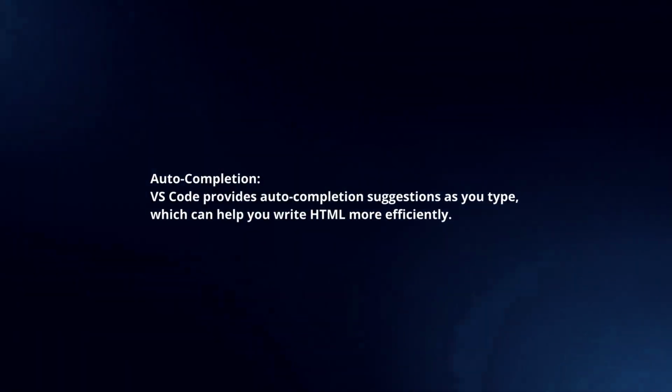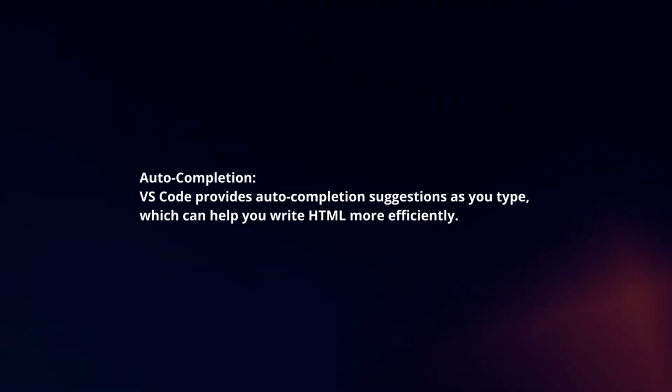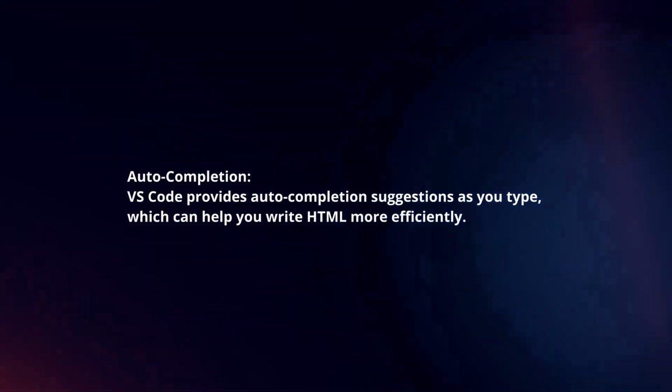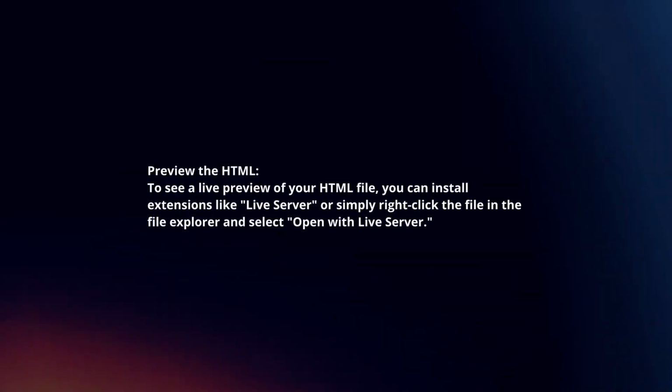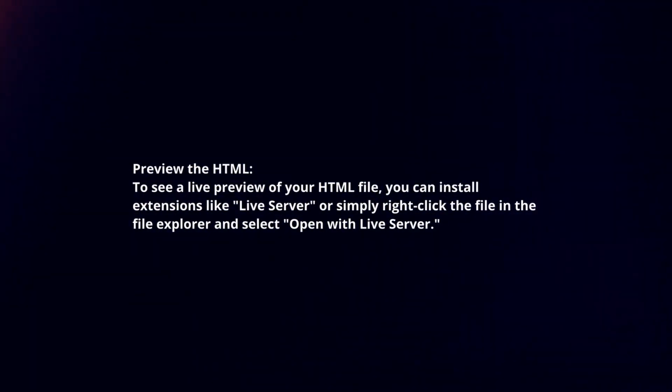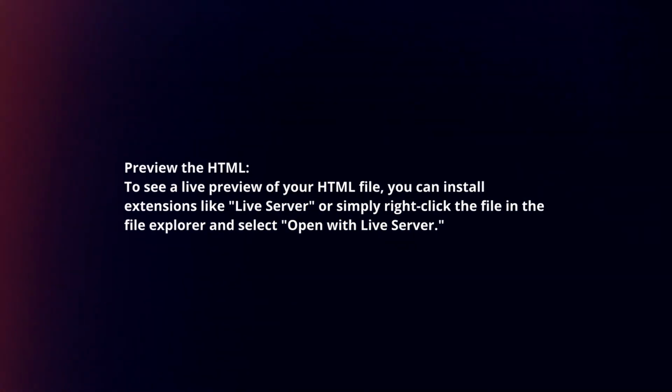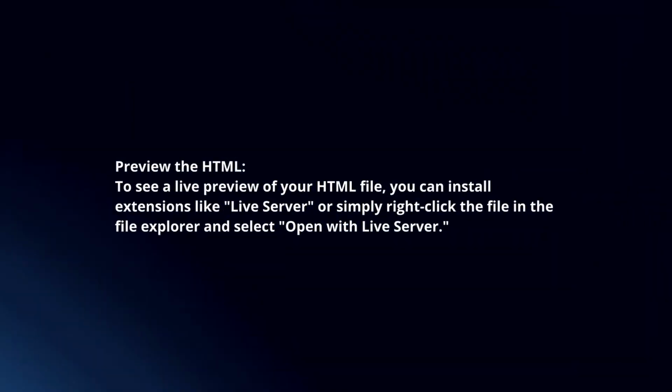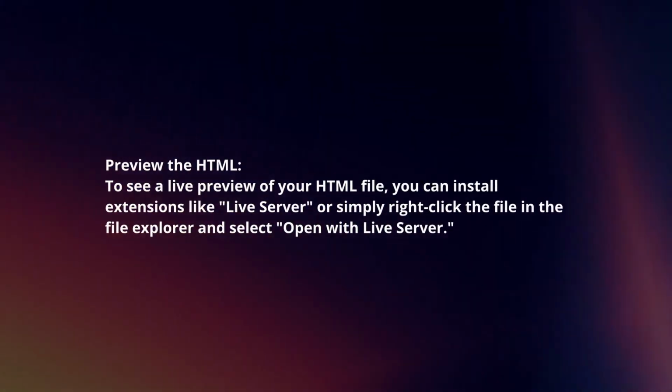Auto-completion. VS Code provides auto-completion suggestions as you type, which can help you write HTML more efficiently. Preview the HTML. To see a live preview of your HTML file, you can install extensions like Live Server or simply right-click the file in the File Explorer and select Open with Live Server.